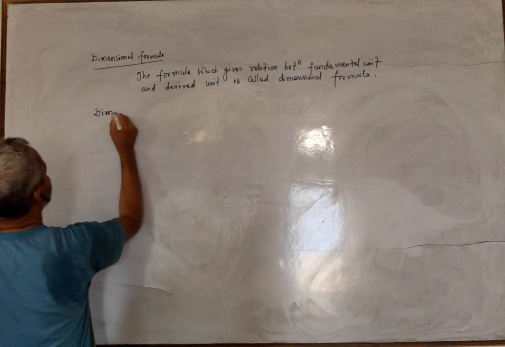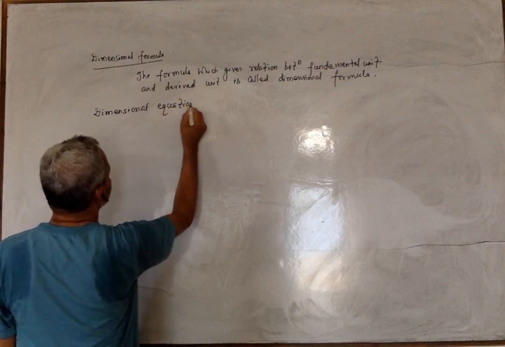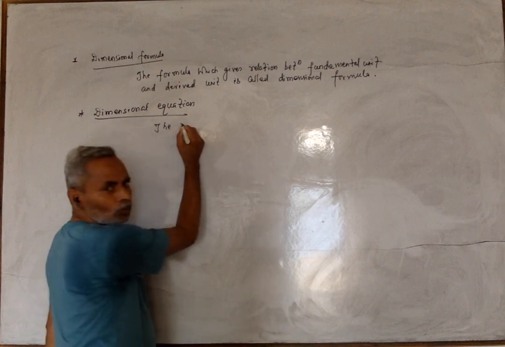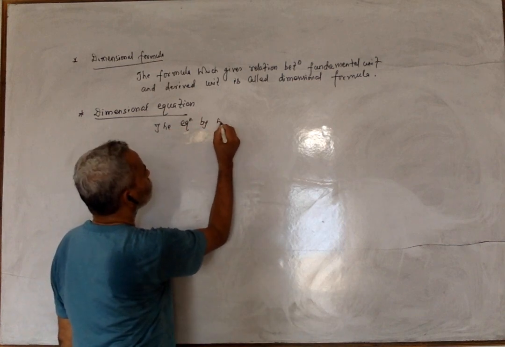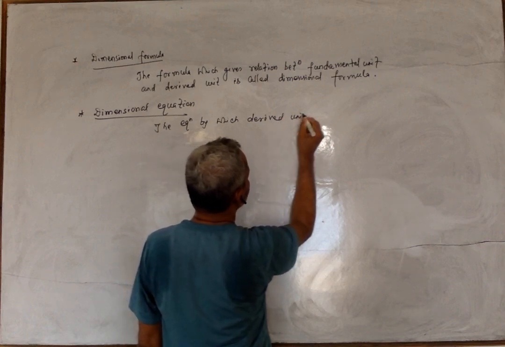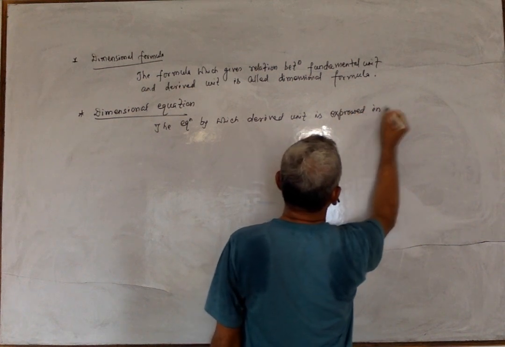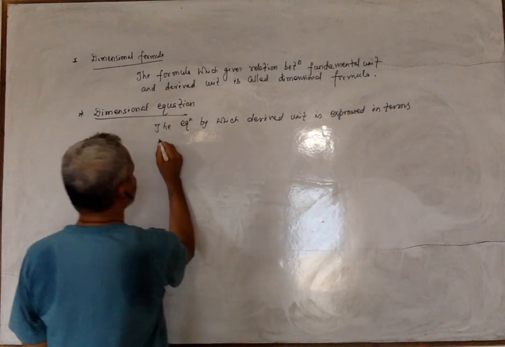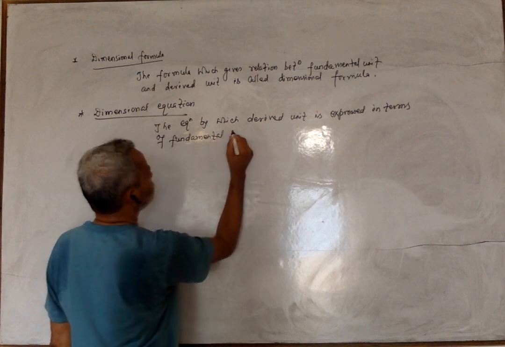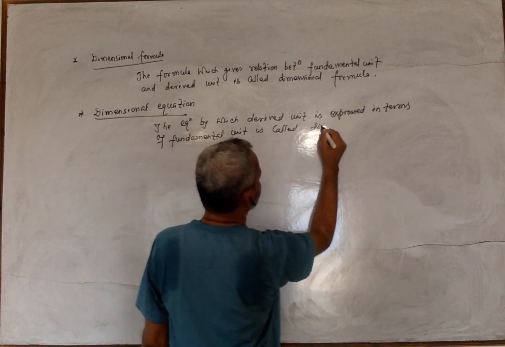Next term, dimensional equation. The equation by which derived unit is expressed in terms of fundamental unit is called dimensional equation.